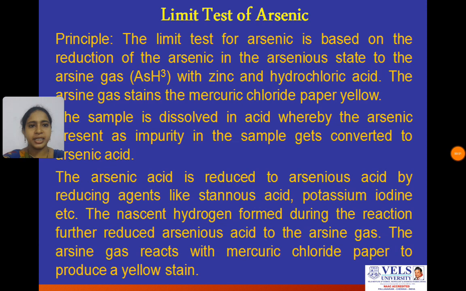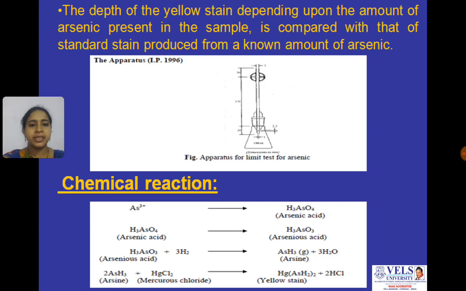Limit test for arsenic. The principle involved in the limit test for arsenic is based on the reduction of arsenic in the arsenous state to arsine gas in the presence of zinc and hydrochloric acid. The arsine gas produced stains mercuric chloride paper yellow, which is compared with that of the standard.